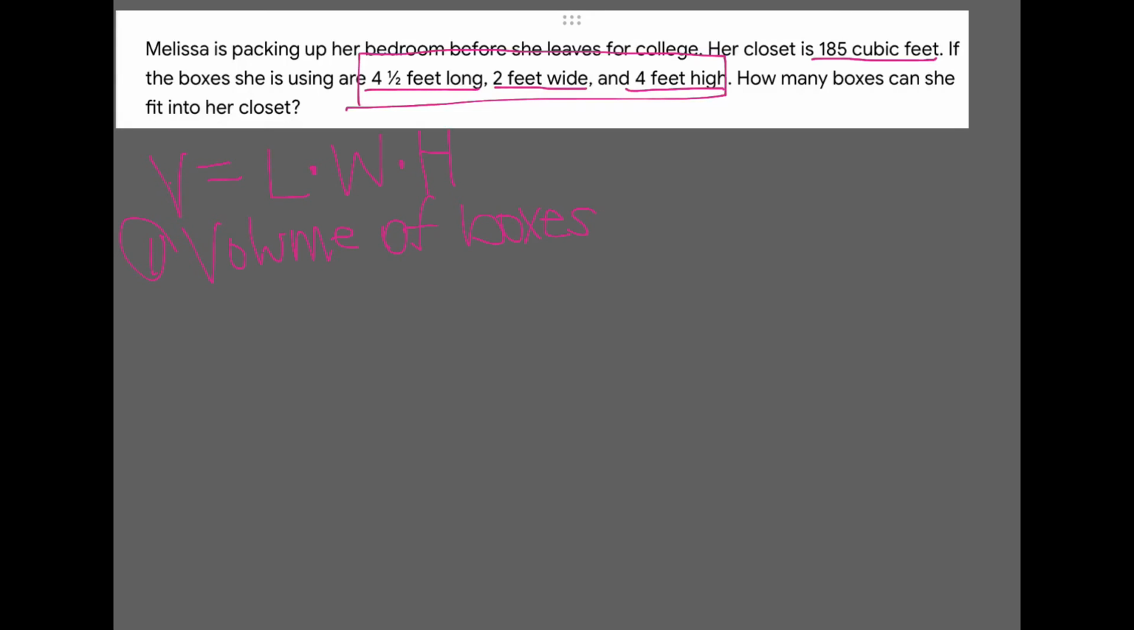After we find the volume of our boxes, then in step 2, we are going to take 185 and divide that by our volume. This will tell us how many total boxes we can use to fit in her closet. This will give us the total boxes.